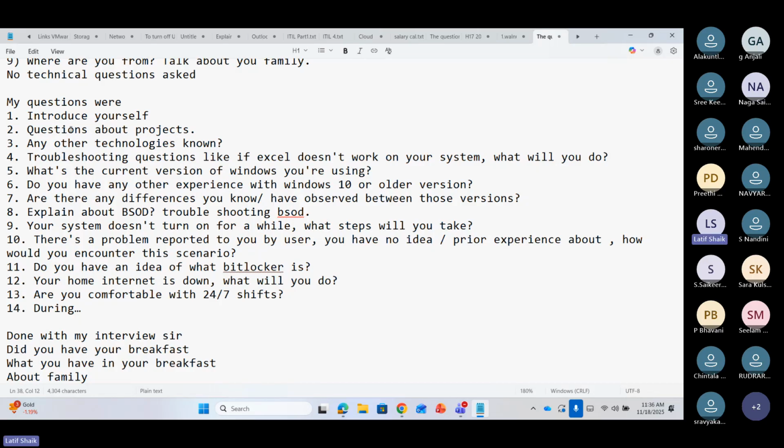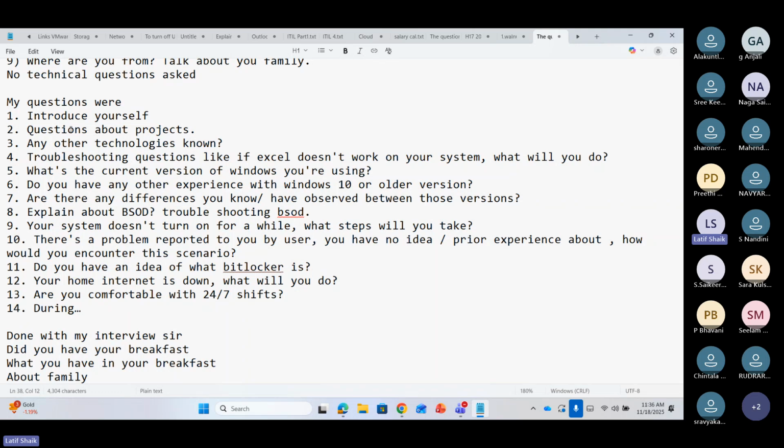Do you have any other experience with Windows 10 or older? The current version is 11. Do you have any older OSs like Windows 10, Windows 7, Windows XP? Are there differences you have observed between these versions? Between 10 and 11, are there any specific version differences?